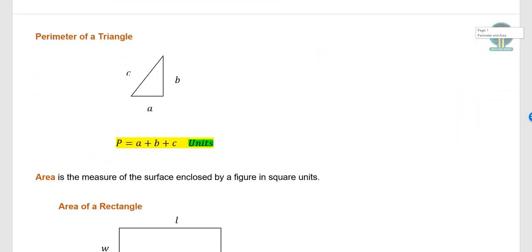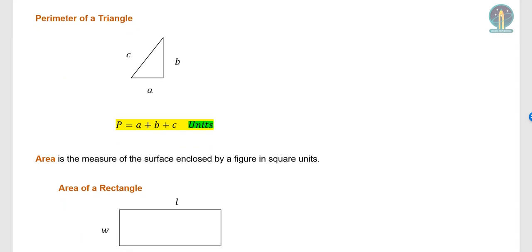Now, the perimeter of a triangle is again just the length around the shape, which is essentially the sum of the sides bounding the shape. So this side, and this side, giving you a plus b plus c. You just add the lengths of the sides together, again given whatever units the original triangle is defined in.